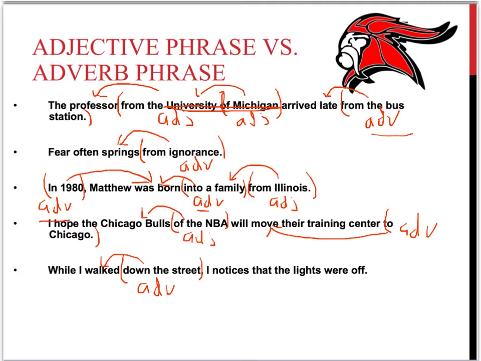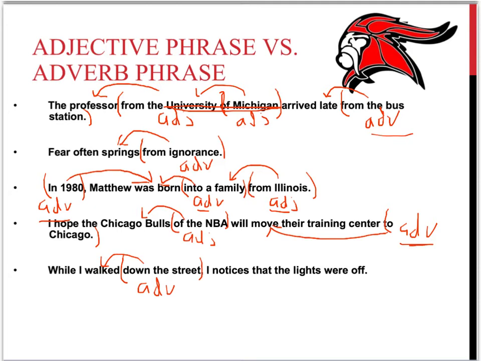And this was an adverb as well. And from Illinois, modifying family. What type of family? A from Illinois family. Adjective. I hope the Chicago Bulls of the NBA will move their training center to Chicago. Of the NBA, modifying the Bulls, adding information to the Bulls, and the Bulls is the noun. Will move their training center to Chicago. Move where? To Chicago.